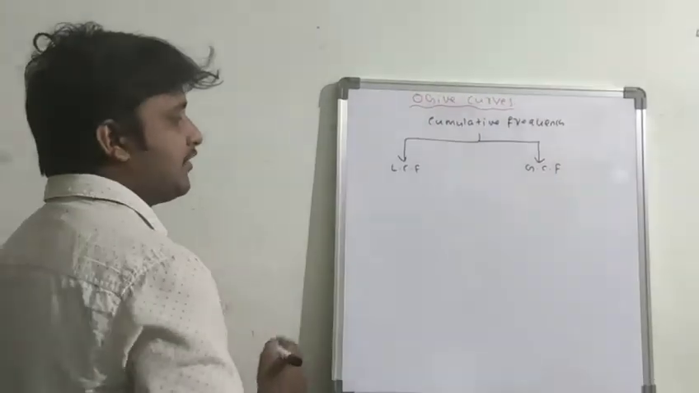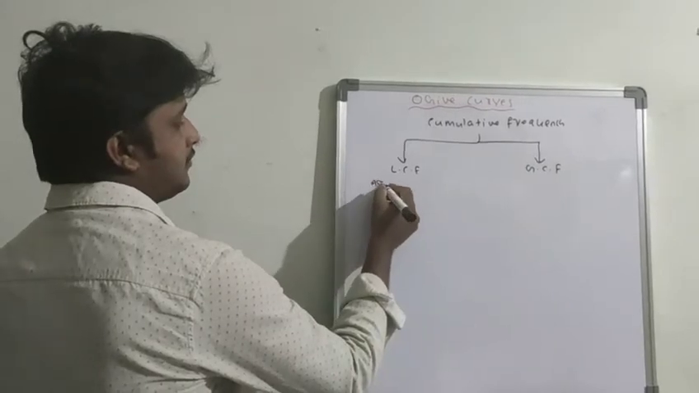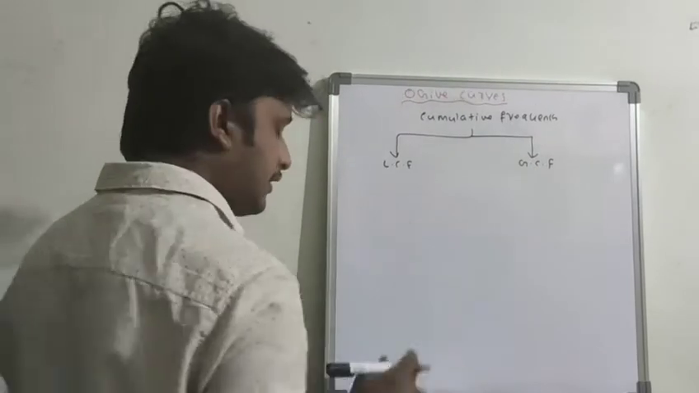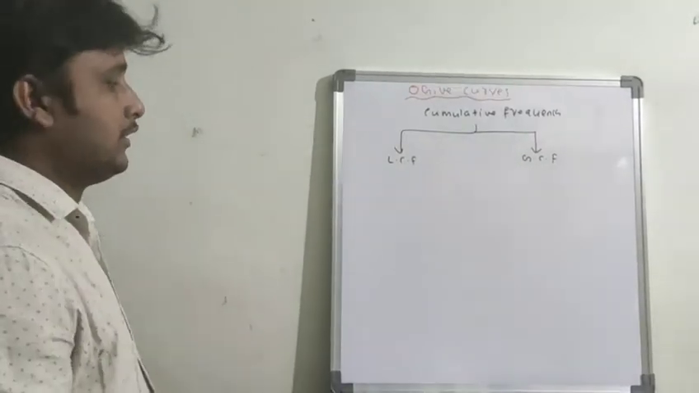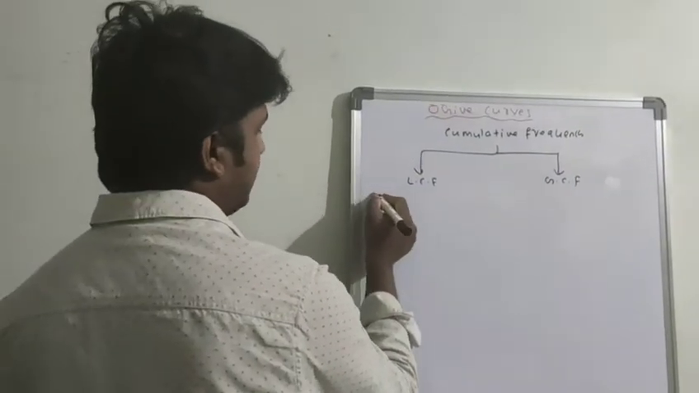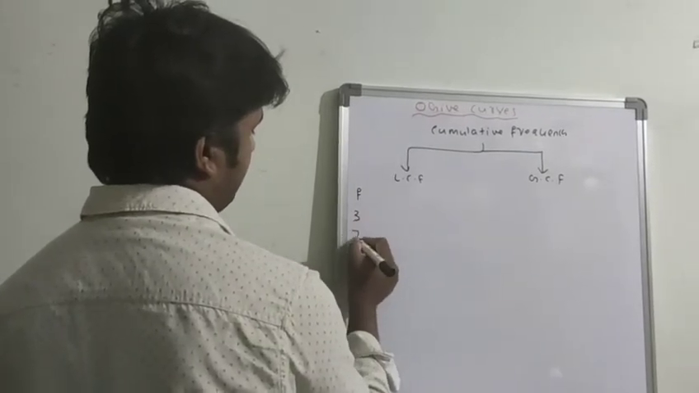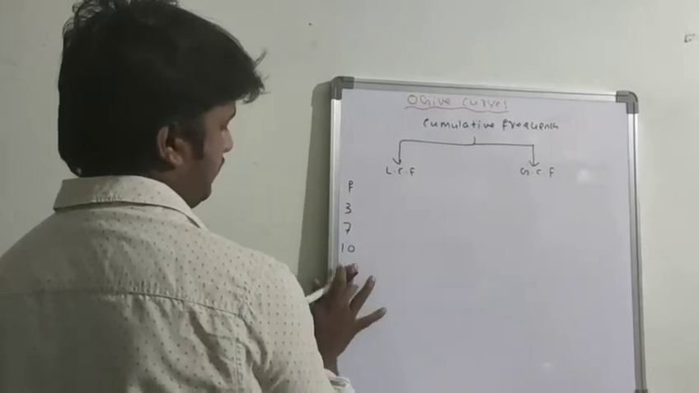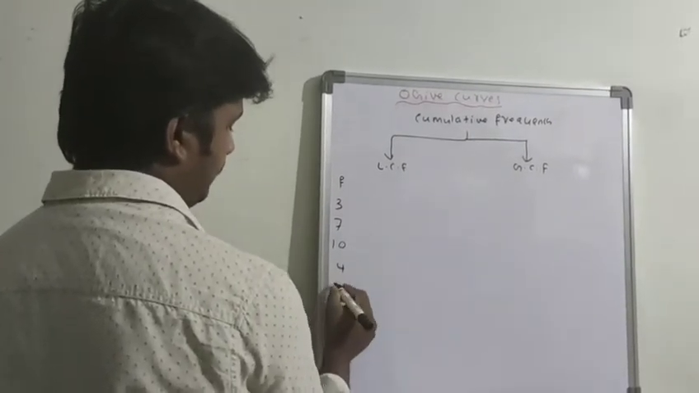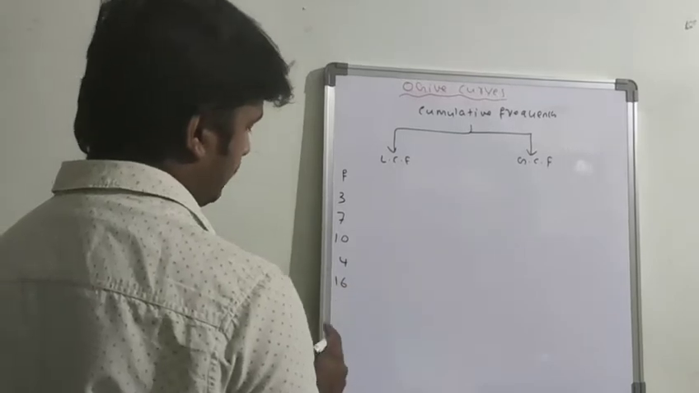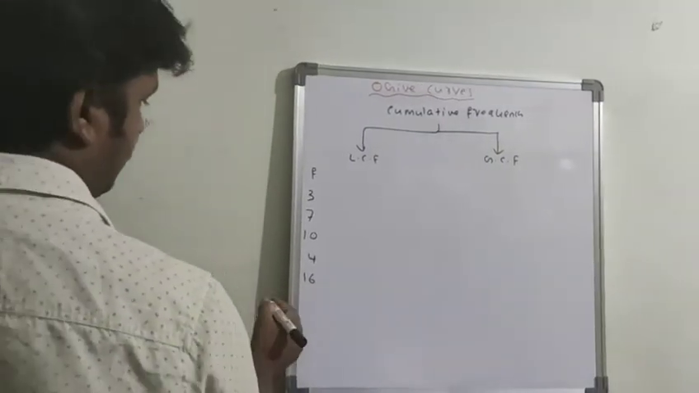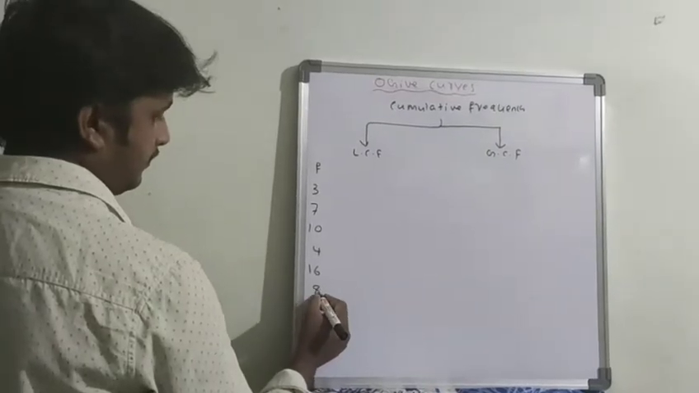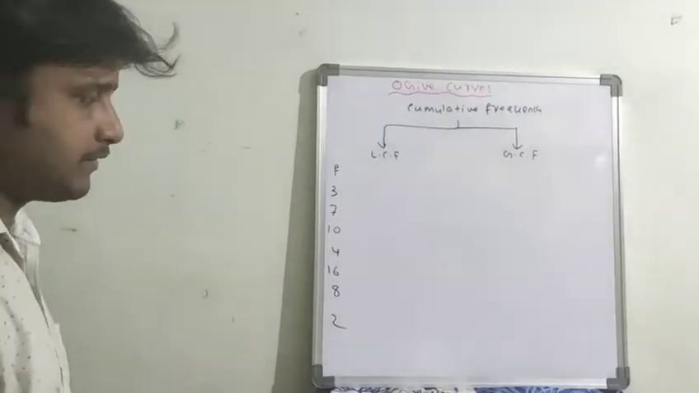Less than cumulative frequency is in ascending order, and greater than cumulative frequency is in descending order. So for example, if I am taking the frequencies, say for example, these are the frequencies.